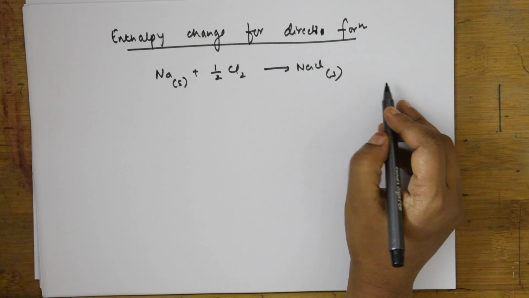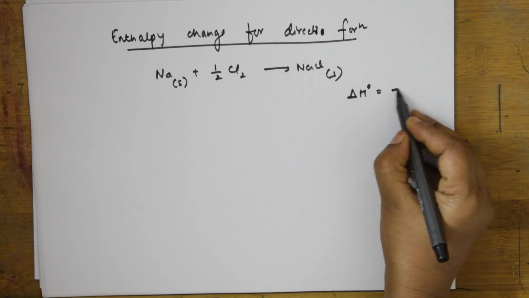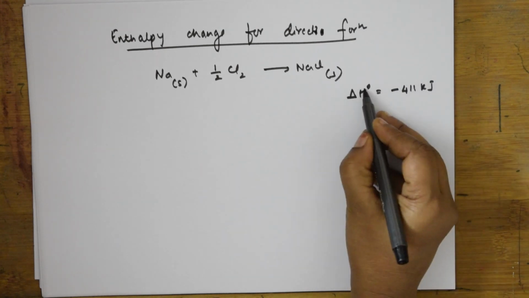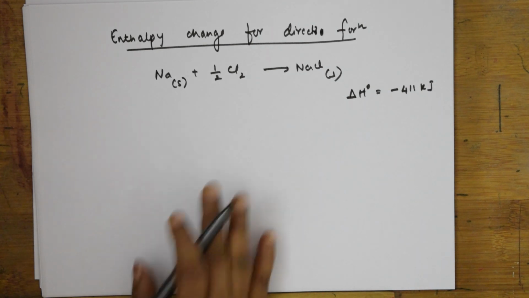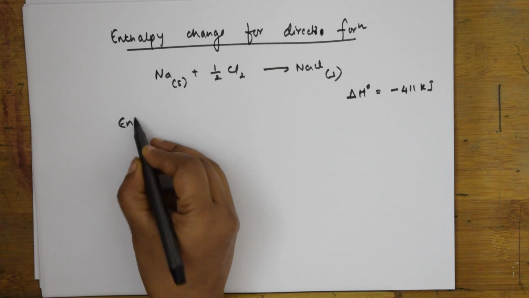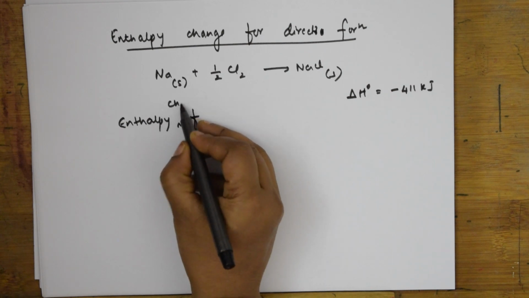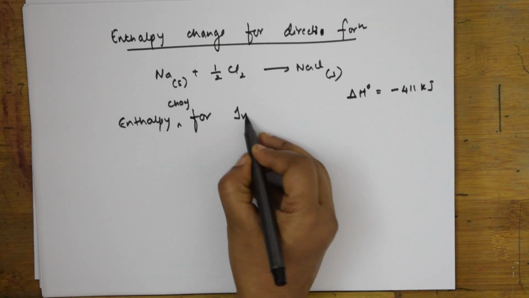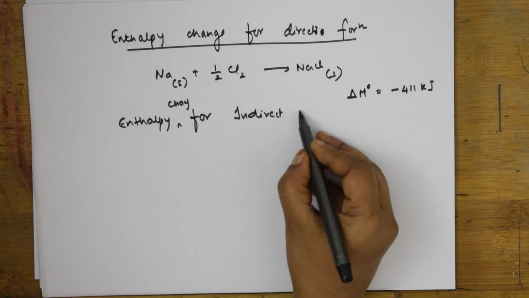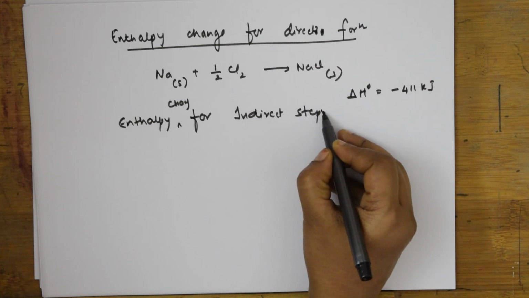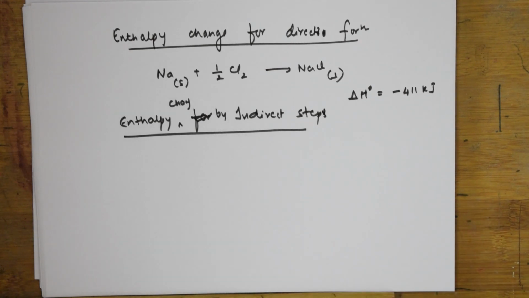During this direct formation, how much is the enthalpy change? The standard enthalpy change observed is minus 411 kilojoules. This is when they combine directly. Suppose they combine indirectly, that is, through all the steps together. So let us write the enthalpy change by indirect steps.